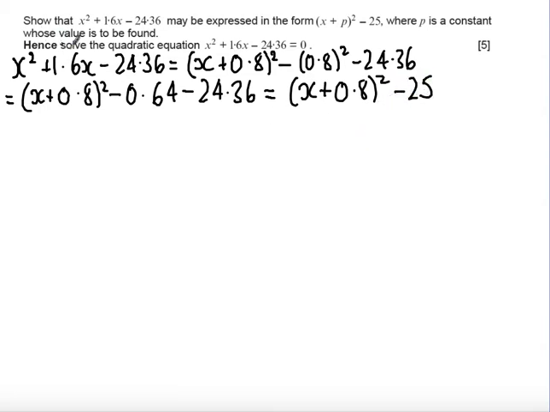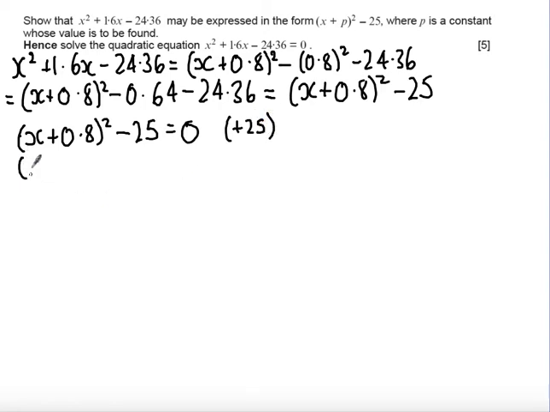The second part of it says, hence solve the quadratic equation. So how we're going to do this is we're going to rewrite that quadratic equation. So instead of it being x squared plus 1.6x minus 24.36, we're going to write it in completed square form, which is (x plus 0.8) squared minus 25, and this is all equal to 0. So now solving this equation, I'm going to add 25 to both sides. So I'll get (x plus 0.8) squared equals 25.